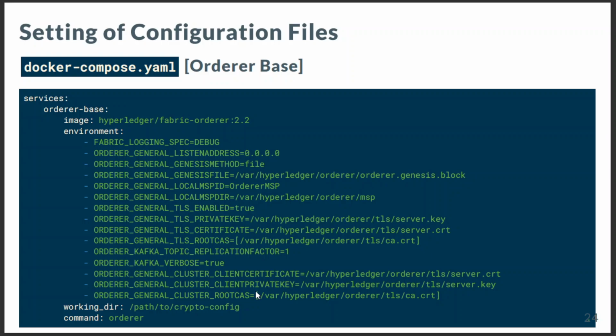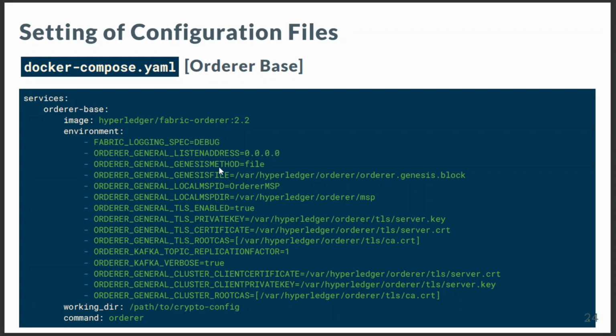So for the orderer base, we have of course the image and then a bunch of environment variables. For the environment variables, we have the logging spec as usual. The listen address: at what address the Docker container would listen. It's set to 0.0.0.0, which means it will listen on all interfaces. It is not restricted to one single interface.